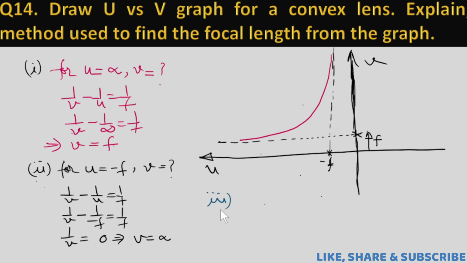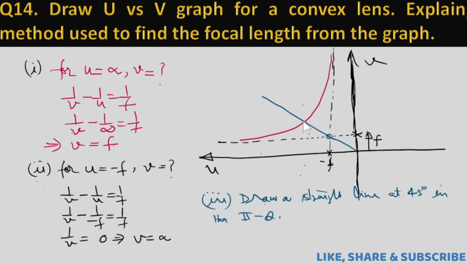Third point, draw a straight line at 45° in the second quadrant. If we do so, it has to pass through this point of intersection and should meet on this curve. And let's say that it meets at the point minus x comma x.